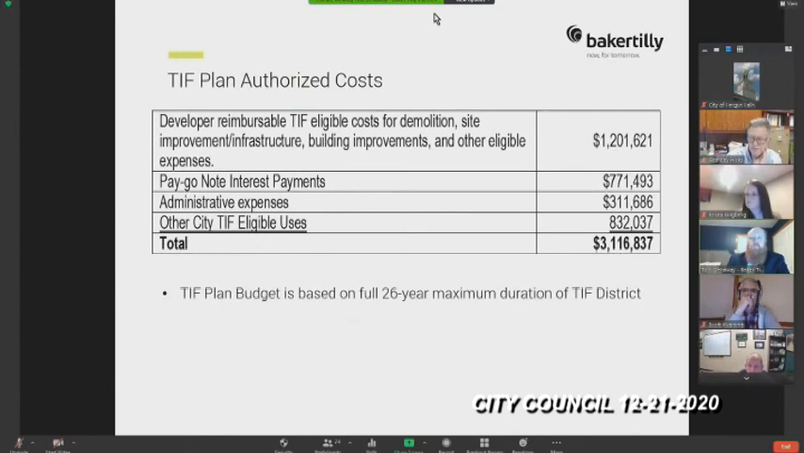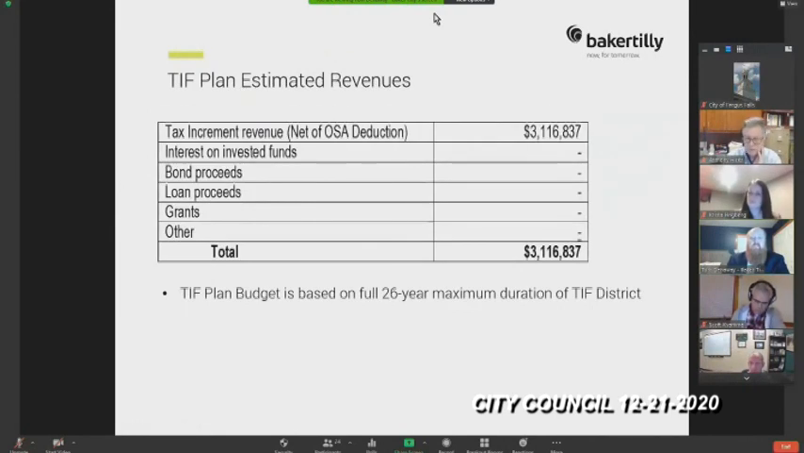Within the TIF plan, we have to identify an overall budget for the use of TIF within the TIF district and the various categories that it would go towards. The TIF plan budget is based off the full 26-year maximum duration of the TIF district. So these amounts are actually greater than what would potentially be used by the TIF district if the TIF district was ended early.